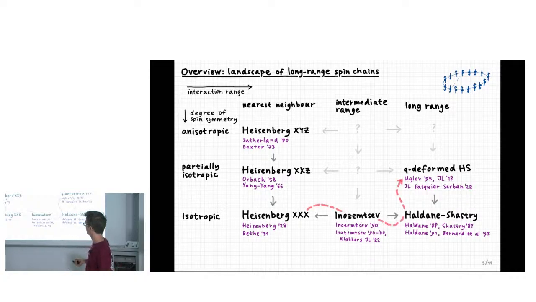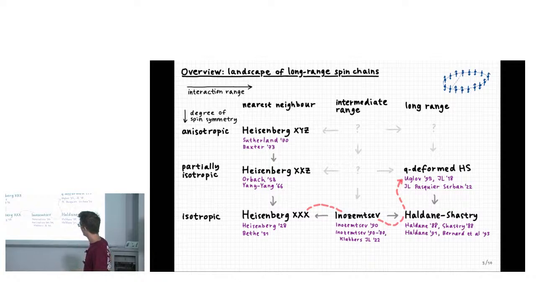And this is the outline of the talk. So I'll start with Heisenberg XXX, nice and easy. We understand it rather well. And then we'll deform via intermediate range to this long-range Haldane-Shastry spin chain. And I'll show you some of its features. I will be quite qualitative, so the details you can find in our papers, or you can ask me about it later. But I would like to just give you a flavor of what's happening here.